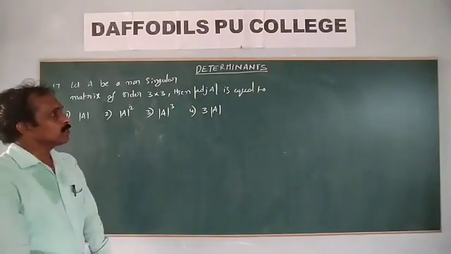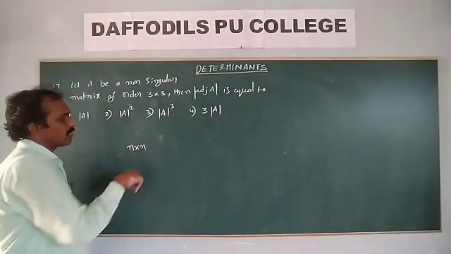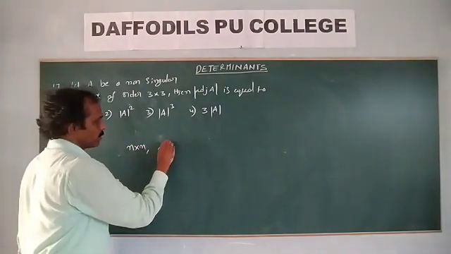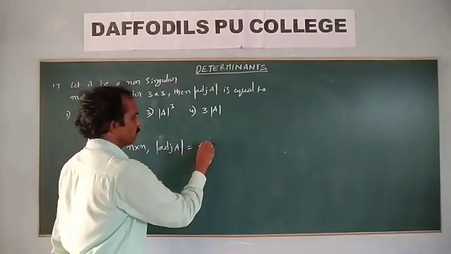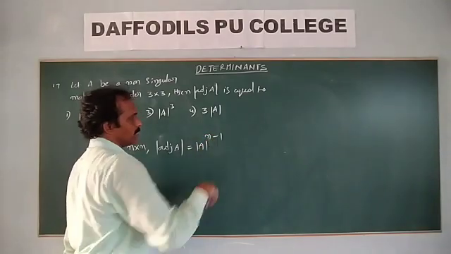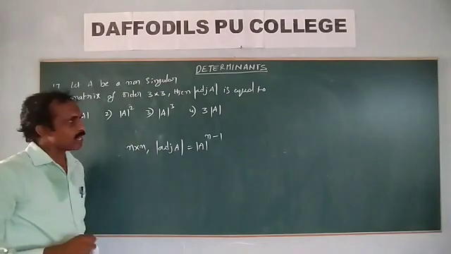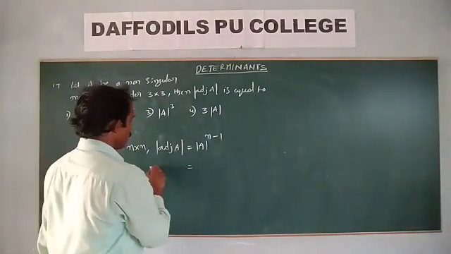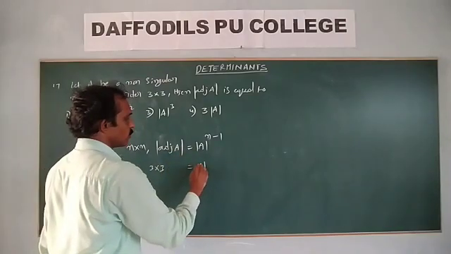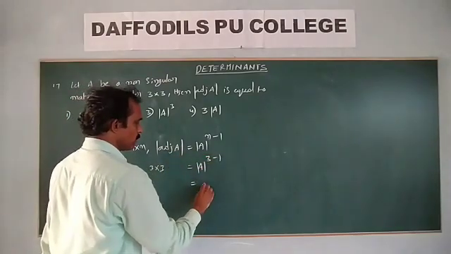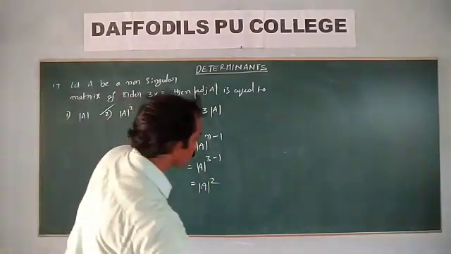The remark I explained in the previous class: if A is any matrix of order n by n, then the determinant of adjoint A is equal to determinant of A whole power n minus 1. Here the order is 3 by 3. Therefore, determinant of adjoint A is equal to det A to the power 3 minus 1, that is det A whole square. So this is the second option.